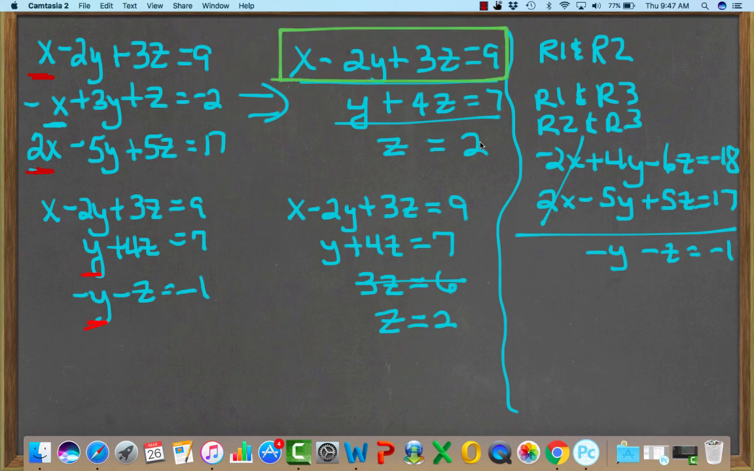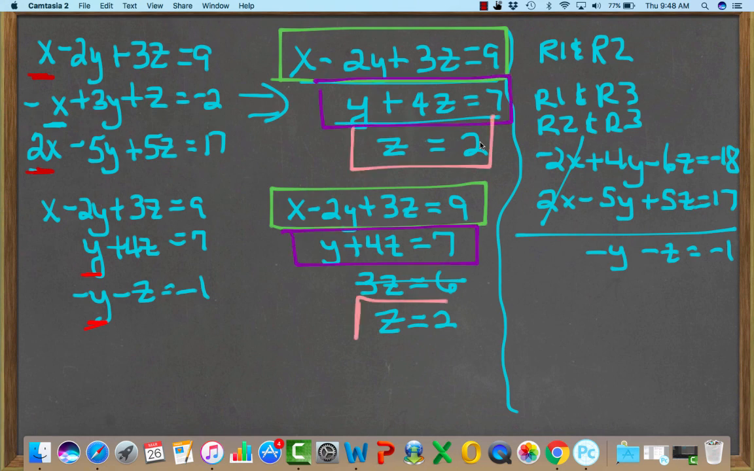And notice that that is my equations now in the final row echelon form. So there's the first equation. Here's my second, and there's my third. And now at this point, you would just do back substitution, which we just did, to get what x and y and z would be equal to.